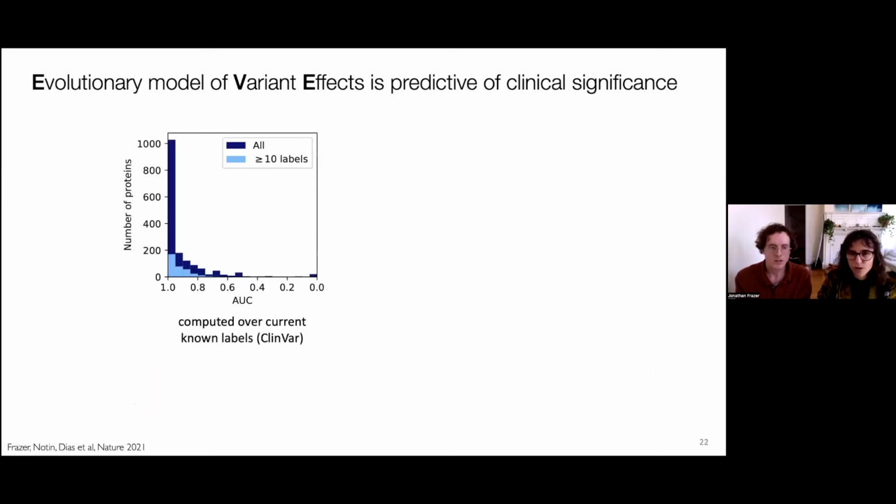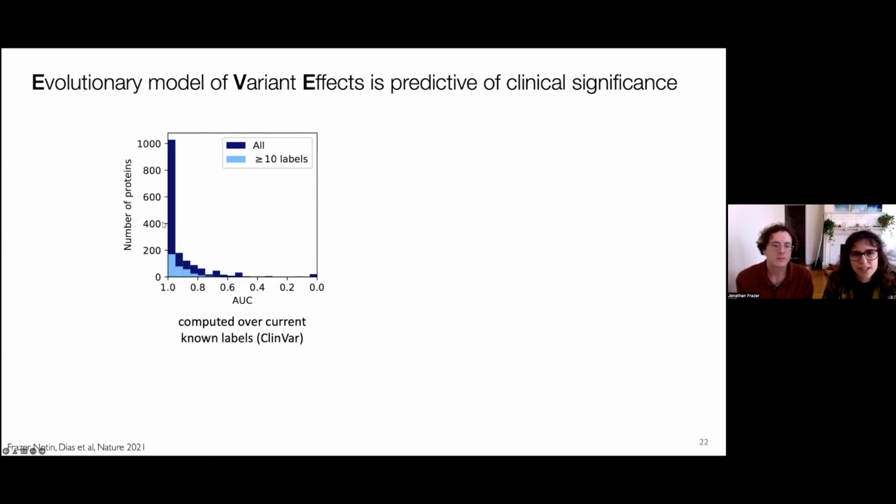We call this model EVE, Evolutionary Model of Variant Effects. And we studied, like I said, about 3,200 proteins so far that are known to be involved in disease. To basically check the performance of this model, we computed AUCs, so area under the ROC curve, on known annotations from ClinVar. And this is basically the distribution that we get. Overall, we have an average AUC of 0.91.